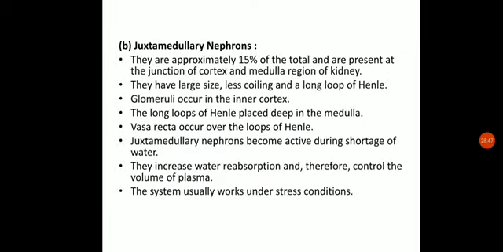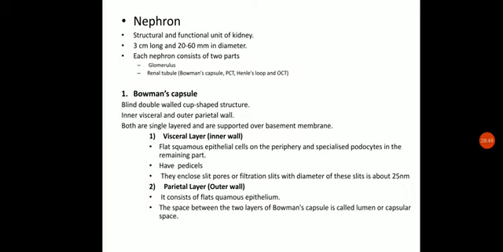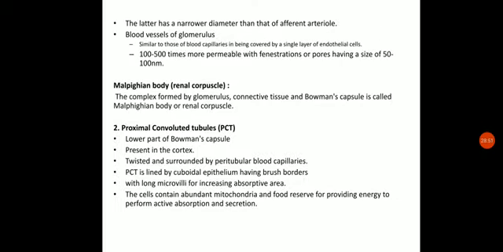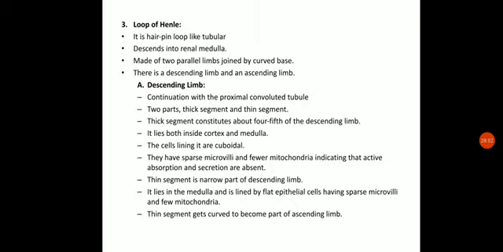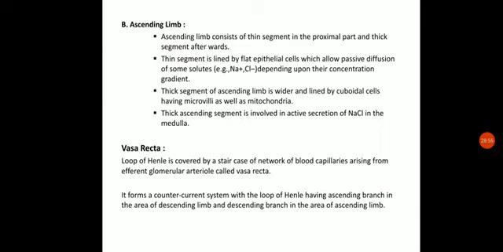Okay, so that was about the descending tubule. Ascending tubule and descending tubule are done. Next is the ascending limb. The ascending limb consists of a thin segment in the proximal part and a thick segment afterwards. So here the thin segment will be first and then the thick segment. In the case of the DCT, the thick segment was first and then the thin segment. Okay, so you have to be clear. You might get a question regarding the same.